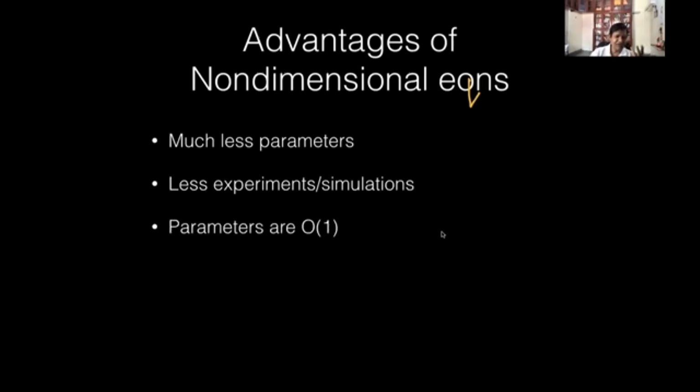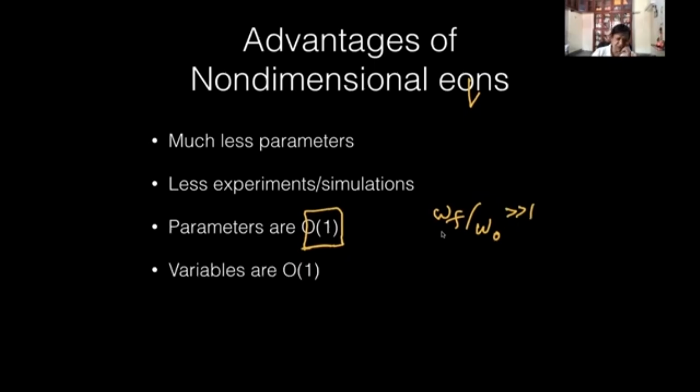Parameters are order 1, like E prime. Omega by omega prime may not be order 1. So this statement is probably not quite true. Sometimes it could be large. Like for the oscillator, I may be working with omega by omega prime much greater than 1. So I should not say that this is always order 1, but in general order 1. The non-dimensional energy of the hydrogen atom is order 1.